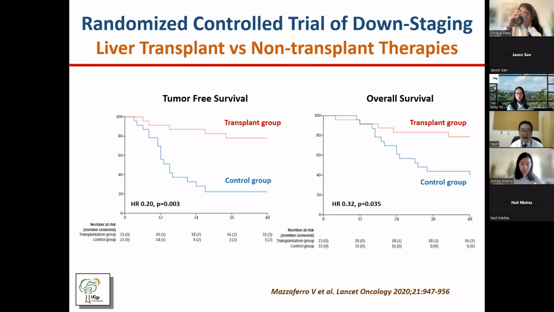And you can see that the liver transplant group had superior outcomes in terms of both tumor-free survival and overall survival compared to the control group receiving non-transplant therapies. So the study was terminated prematurely because of clear advantage in the liver transplant group. So the study raised the level of evidence supporting the benefits of tumor downstaging followed by liver transplantation. I don't think there will be another randomized control study being done.